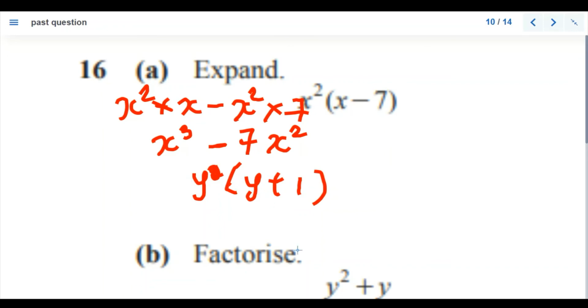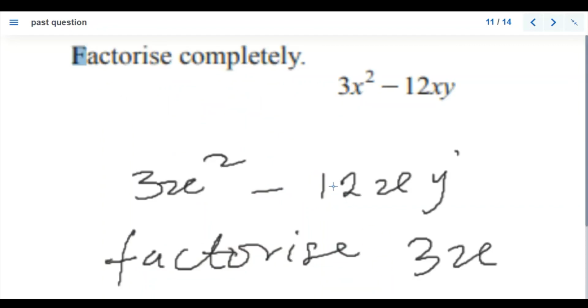So we have y multiplied by y will give us y squared, and y multiplied by 1 will give us y, and that leads us to the next past question that we have here. Now we have to factorize completely 3x squared minus 12xy.